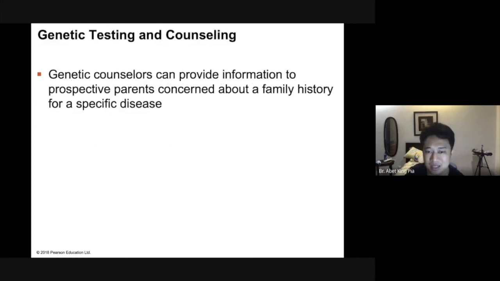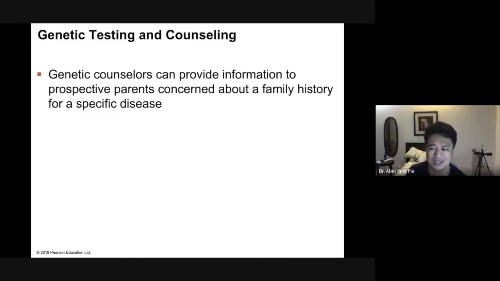Genetic testing and counseling, this is important especially for those people, for those couples who would like to know the diseases that their kids will have. So, medyo pricey yung genetic counseling and genetic testing, but if you have the capacity to do this, lalo na before you marry or before you make a family. So, mas maganda siya para mapaghandaan nyo kung ano yung mga possibilities.